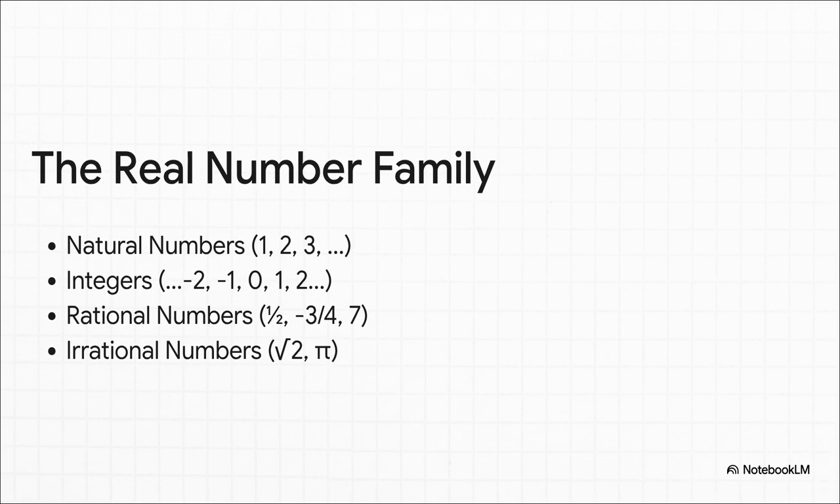You've got all these different types you've learned about over the years, right? The natural numbers you count with, integers that include negatives, fractions. Even those kind of weird ones like the square root of 2 or pi, they're all just different branches on the same tree. They all belong under one big roof, the real numbers.